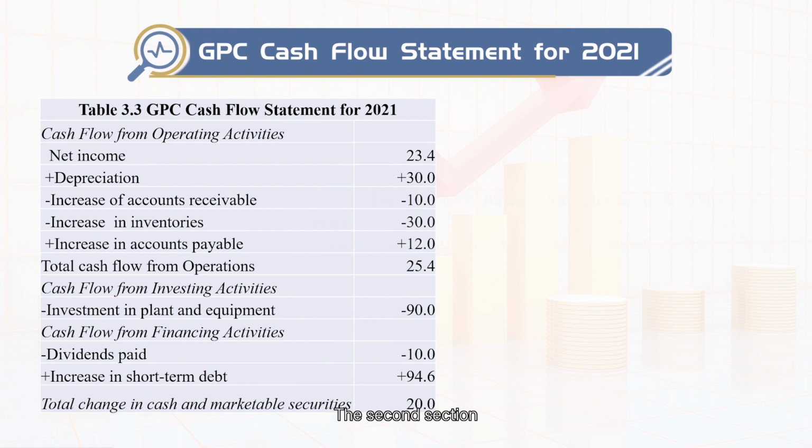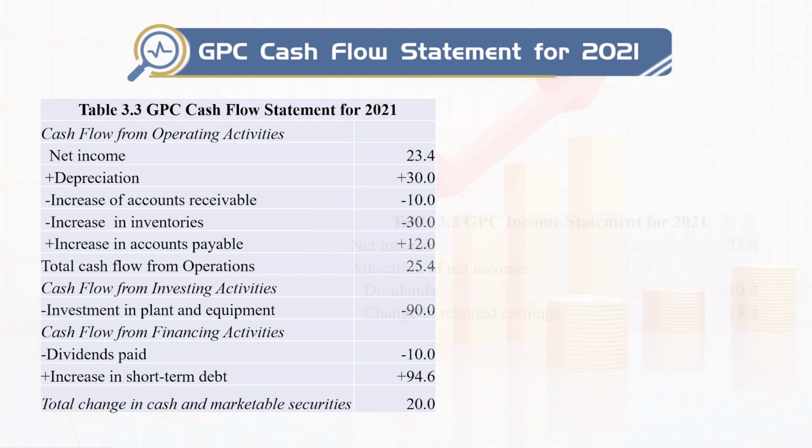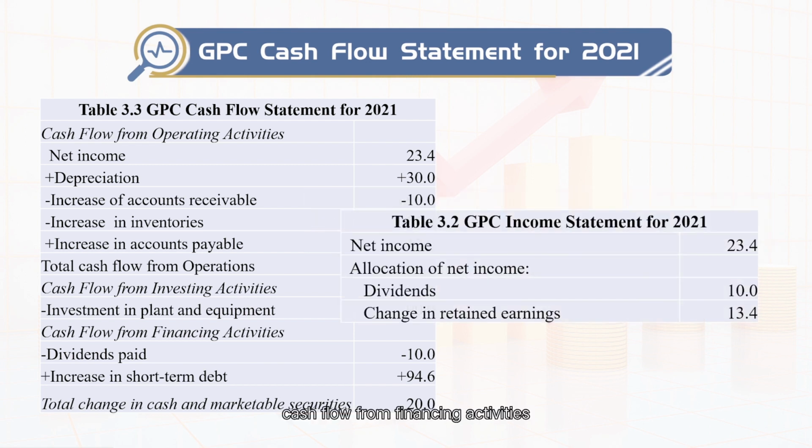The second section, cash flow from investing activities, shows the investment of GPC in plant and equipment for 2021. The value can be obtained by the difference of property, plant, and equipment in the balance sheet for the 2 years, 2020 and 2021. The third section, cash flow from financing activities, shows that GPC paid out $10 million in cash dividends to shareholders and raised $94.6 million in cash by increasing its short-term debt.